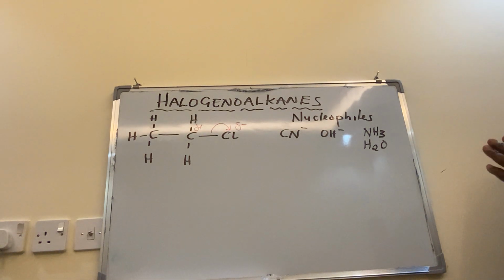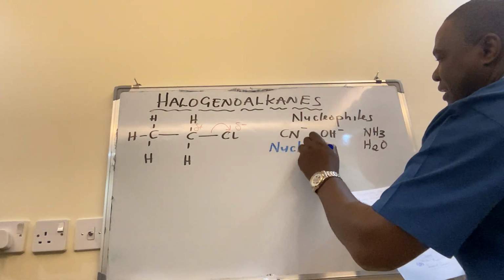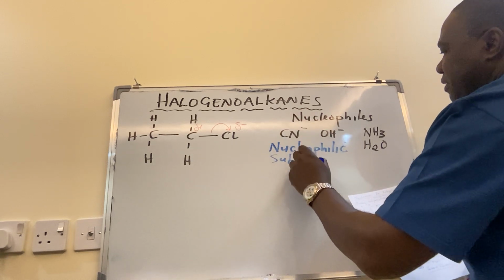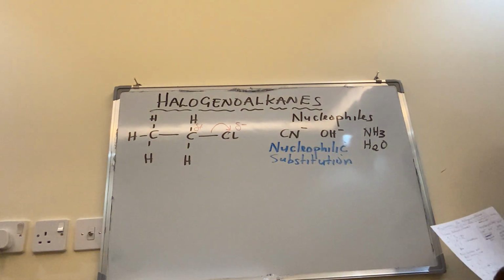Right, so we just want to focus on the mechanisms of halogenoalkanes, and we are going to use nucleophiles, and we are going to carry out substitution. So the complete name of the mechanism is called nucleophilic substitution, simply because we are using nucleophiles and we are going to substitute. So halogenoalkanes undergo nucleophilic substitution. We are going to substitute and we are going to be using nucleophiles, so we call the process nucleophilic substitution.